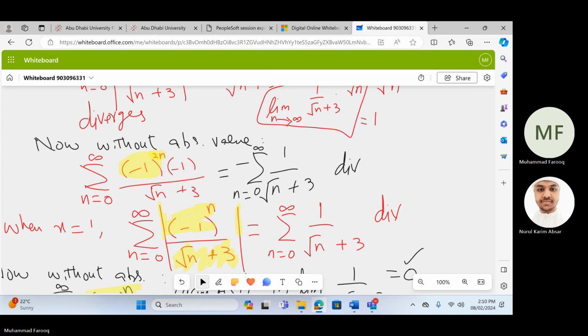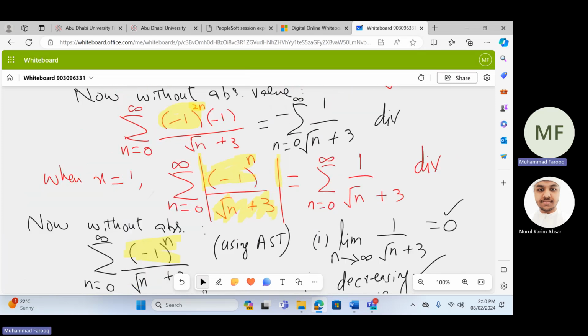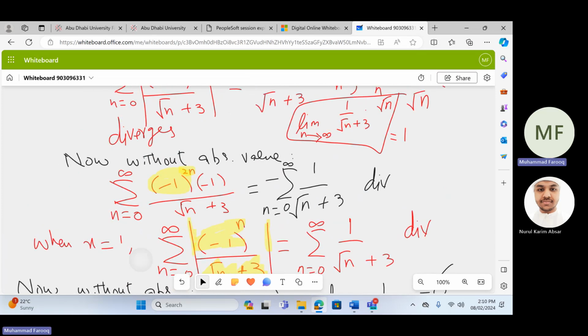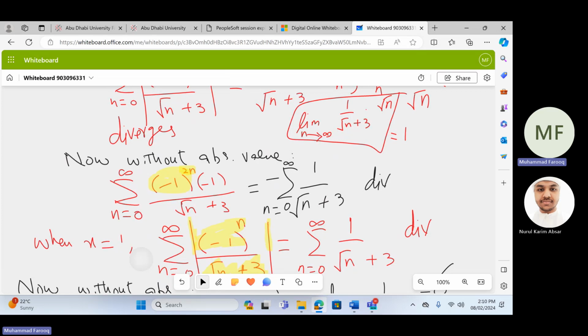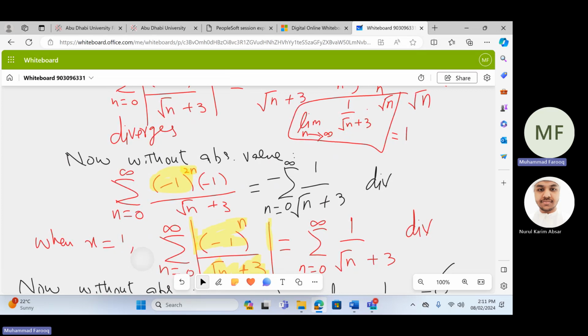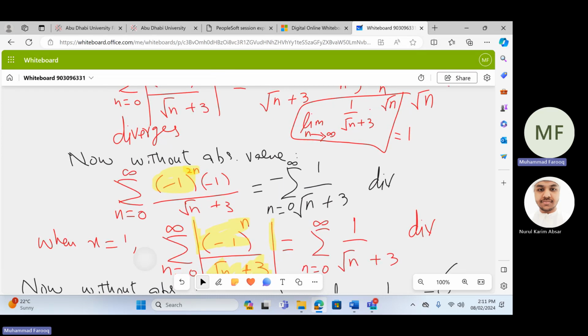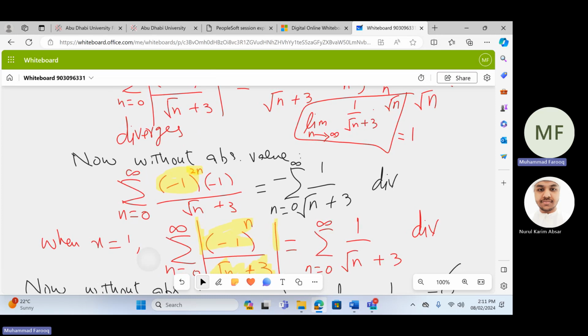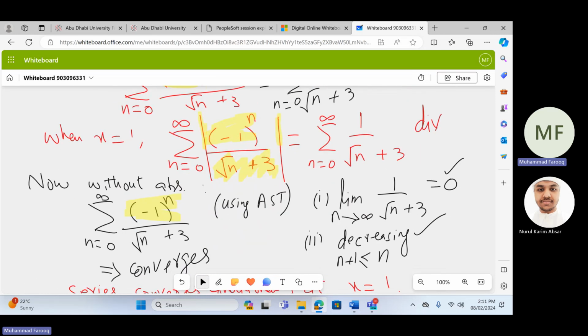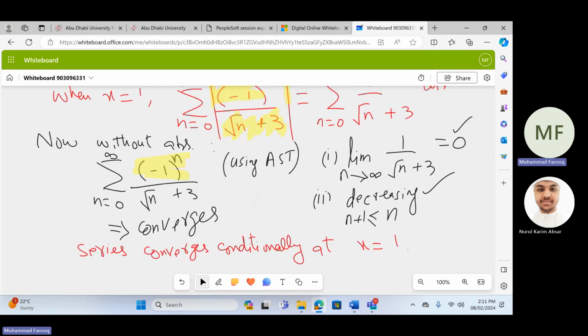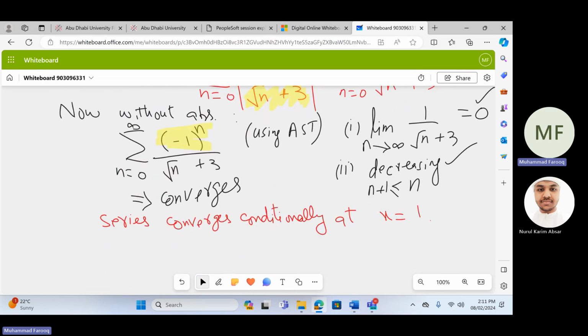What if you have the condition, so that we go and close it? Like, if with absolute value it diverges and without absolute value it converges, this is called conditional convergence. With absolute value, diverge, and without absolute value, converge. Then that's why we close it.